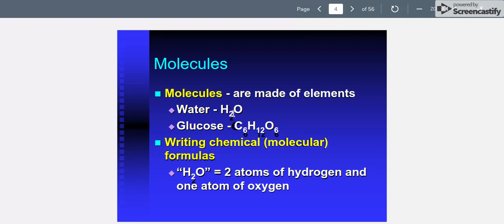What this tells us is this little subscript 2 down here tells us that there are 2 hydrogens and 1 oxygen bonded together, and that forms water. For glucose, we have 6 carbons, 12 hydrogens, and 6 oxygens altogether. Okay? And so these subscripts tell us how many of each element that there are in that particular molecule.